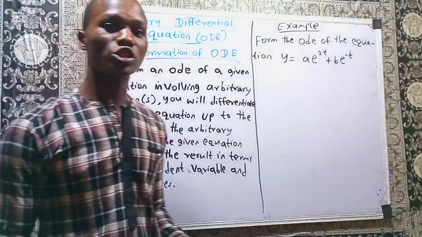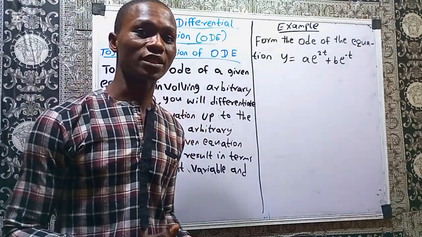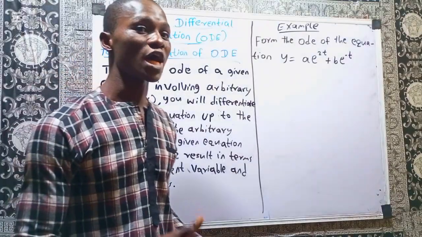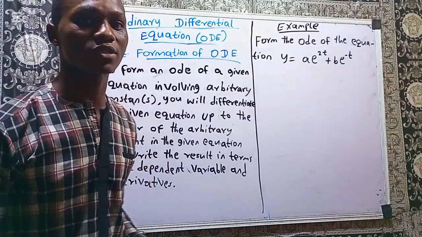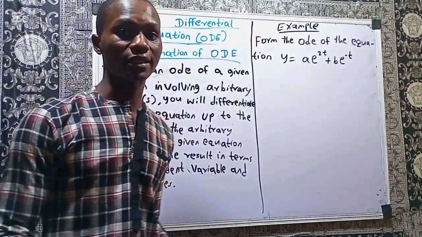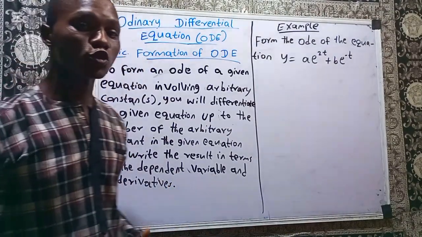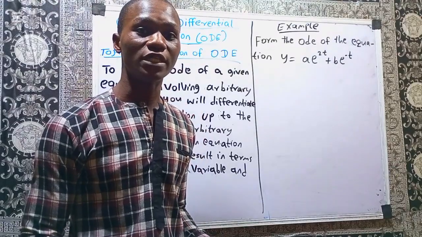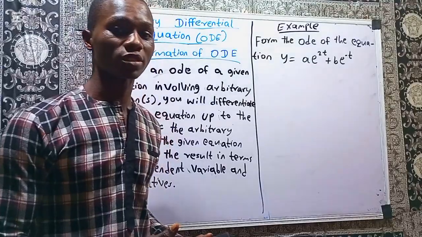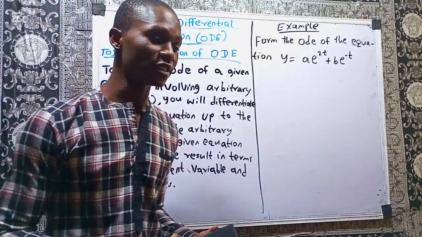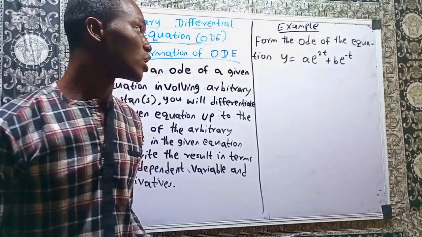what you are going to do is differentiate that equation up to the number of times of the arbitrary constants appearing. So if you have two arbitrary constants, you differentiate the given equation two times. If you have three arbitrary constants, you differentiate the given equation three times. After your differentiation, you are going to write the result in terms of the dependent variable and its derivative. Then that result will give you your ODE you are looking for.